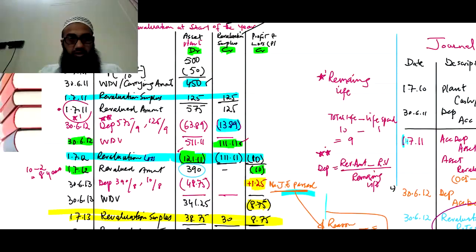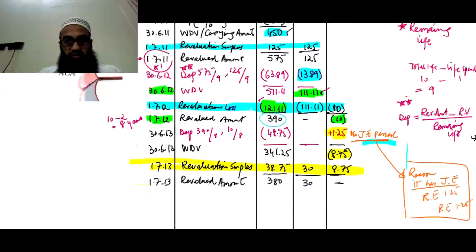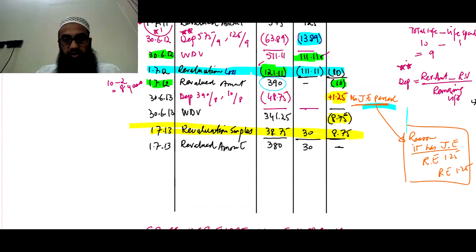Asset is debit, asset increase is debit, revaluation is also increased, so revaluation should be credit. This is also positive, so the credit gain will be credited.